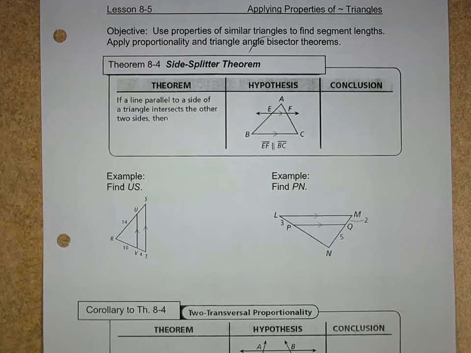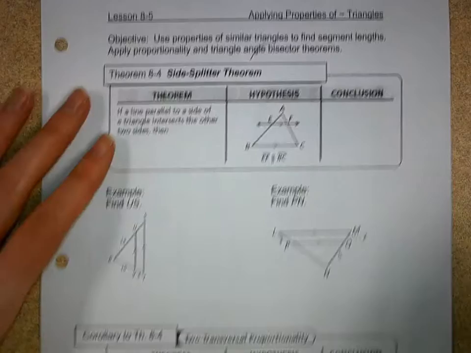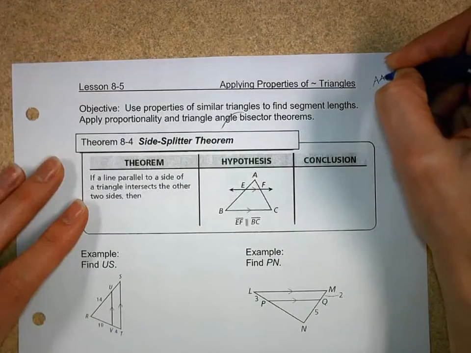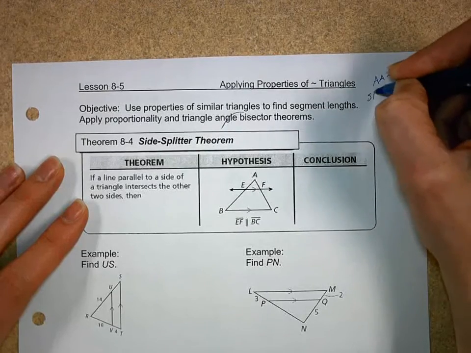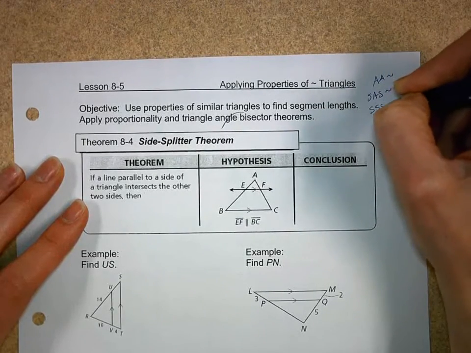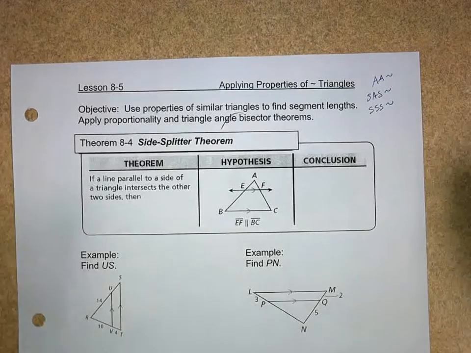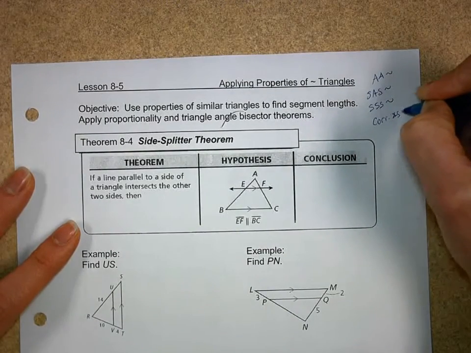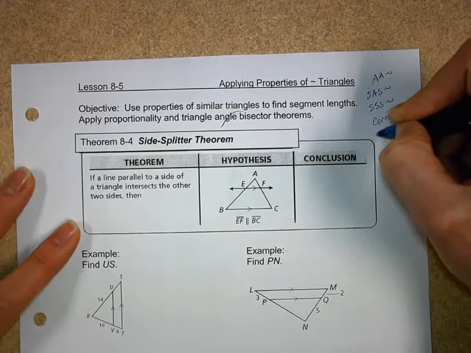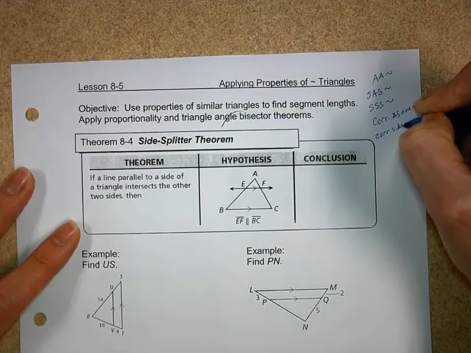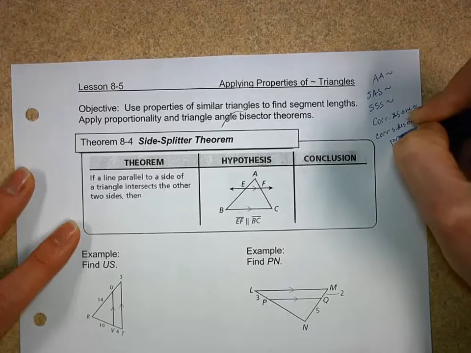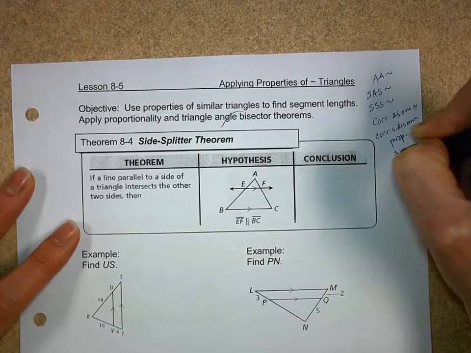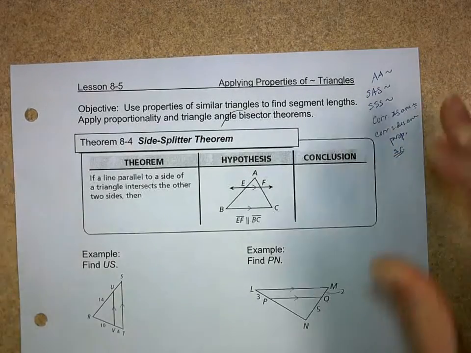It's pretty cool. So today we're actually still in chapter 8. We're talking about similarity. And remember with similarity, we had the angle-angle similarity for triangles. We had the side-angle-side similarity and side-side-side. And everything has to match up because the corresponding angles are congruent and the corresponding sides are proportional, which means the similarity ratios are equal.